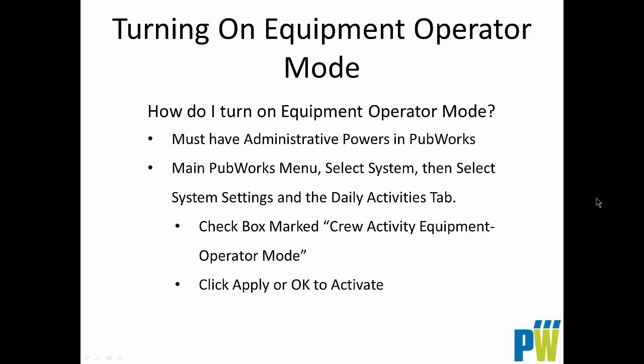So how do I turn on Equipment Operator Mode? Well, first and foremost, you must have administrative powers in PubWorks to turn on the enhancement. This option is a global setting, so once turned on, it is available for everybody who enters crew activities. To turn the enhancement on, go to the main PubWorks System menu, select System, then select System Settings, and open the Daily Activities tab. Check the box marked Crew Activity Equipment Operator Mode, then click Apply or OK to activate.